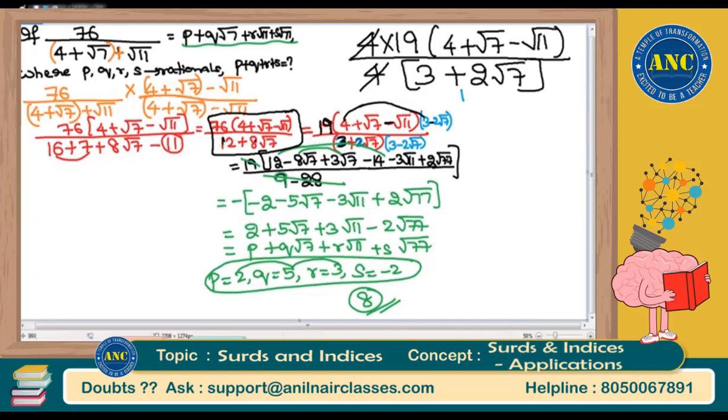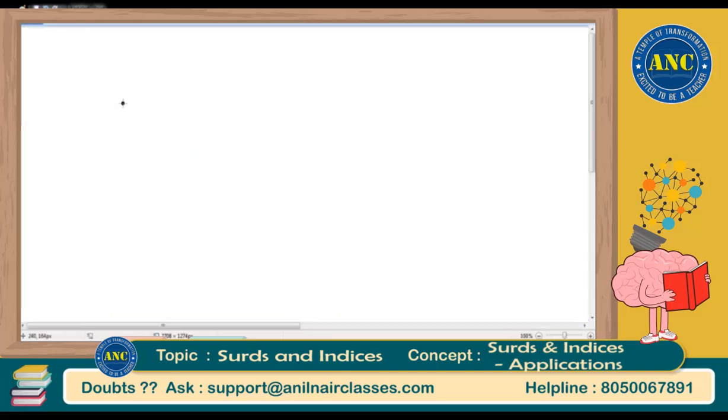In the denominator 4 is common. Here also 76 is 4 into 19. I want to eliminate that 4 to simplify my problem. Correct, right? Anil, I believe that it is clear, sir. Okay, we will move on to the next question.